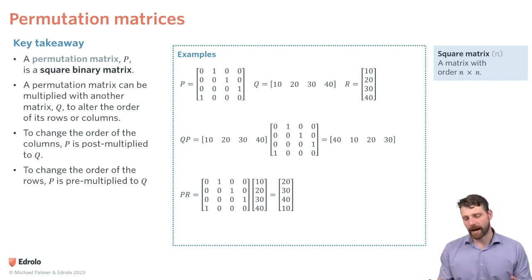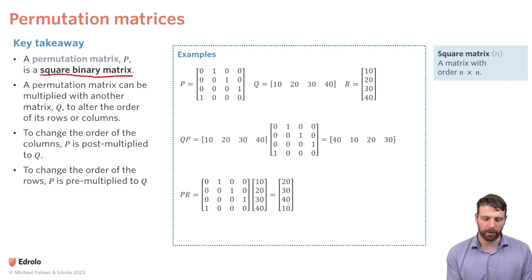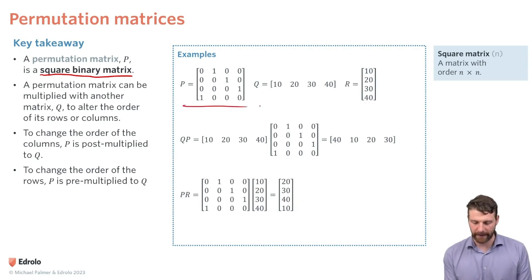Now, a permutation matrix is a matrix that we can multiply to another one that will then swap its rows or columns, depending on how we multiply it. So a permutation matrix P must be a square binary matrix. So we've got an example of P just here. What you'll notice about a permutation matrix is we'll only have one 1 in any row and any column. So we won't have two ones in a row or two ones in a column.